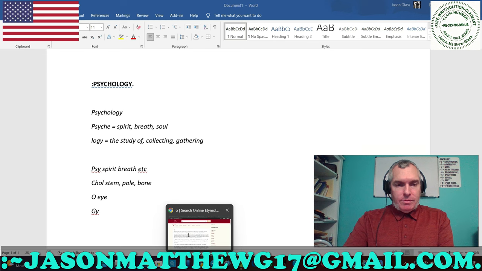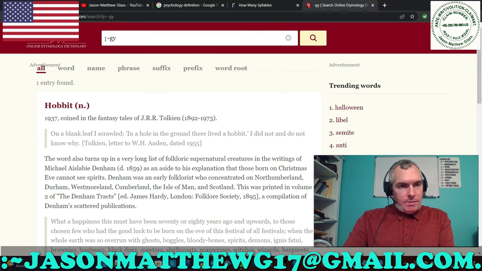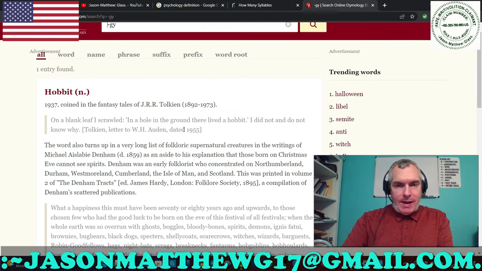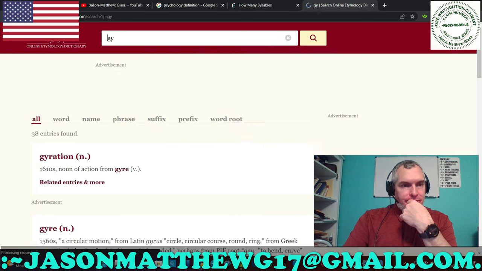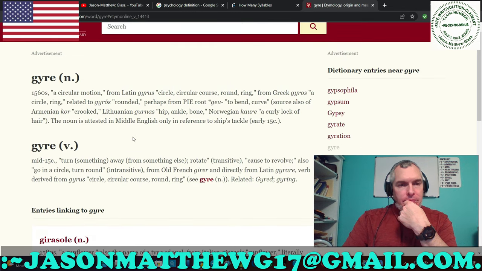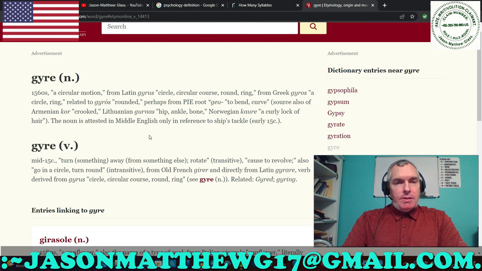And then GY is the final piece. Gyre, a circular motion, to bend, curve. Circular, coarse, round, ring. Hip, ankle, bone. There's a connection there because we have bone in the C-H-O-L, and we have bone related to this as well. Bend, curve, to turn something.